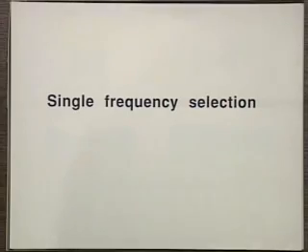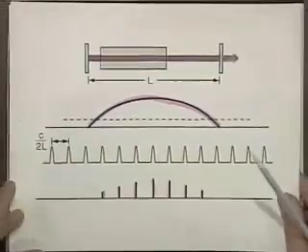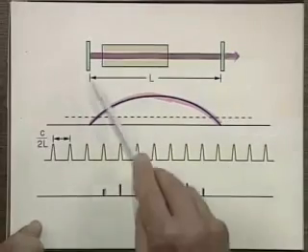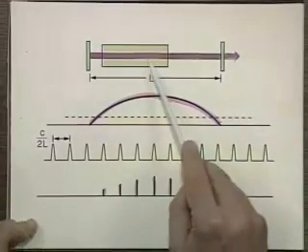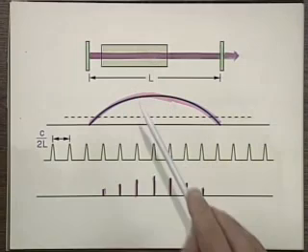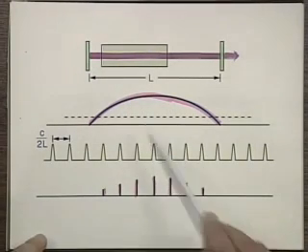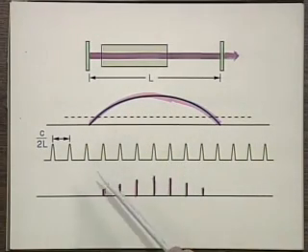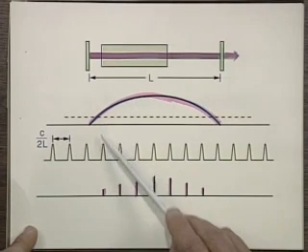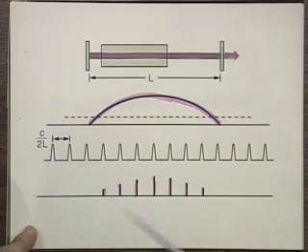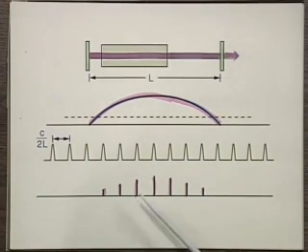So this section is on single frequency selection, and I remind you again of having, let's say, a long cavity here with a long gain medium, and I have lots of modes under the bandwidth of the amplifier. Here's my loss line. So all these modes here will oscillate, and you can get all these frequencies. So the question is, how do I select one of these frequencies and not all of them?